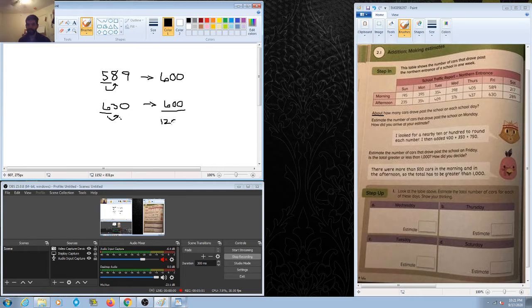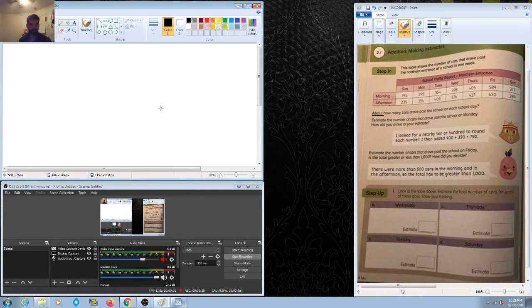But as we can see from not only the Turkey's estimation that there were more than 500 in the morning and the afternoon, it's greater than 1,000, we can use our estimate as a second evidentiary support or backup method to show that same idea. Okay, so let's go ahead and look at this step up question.